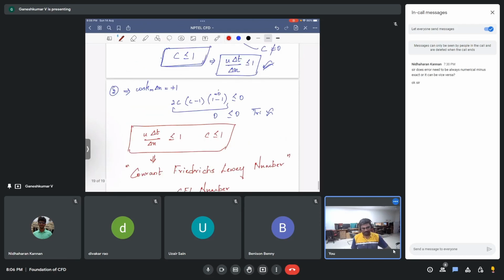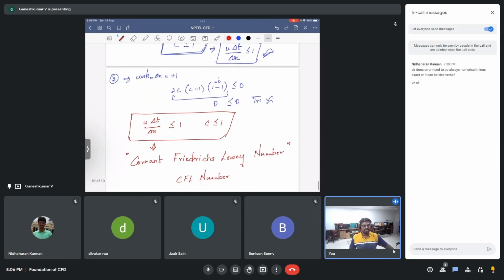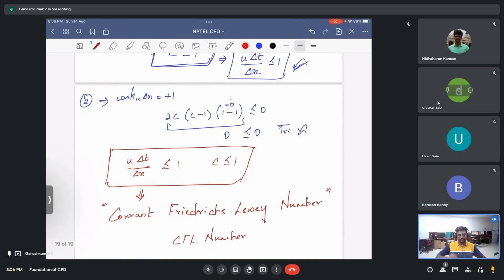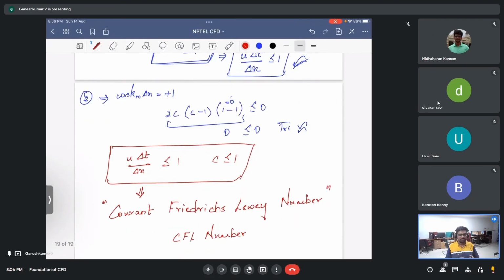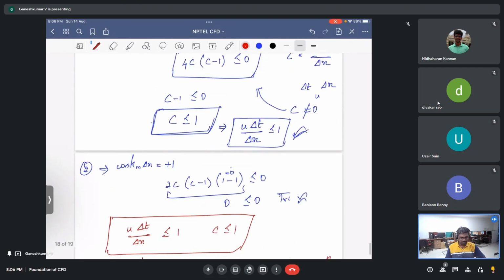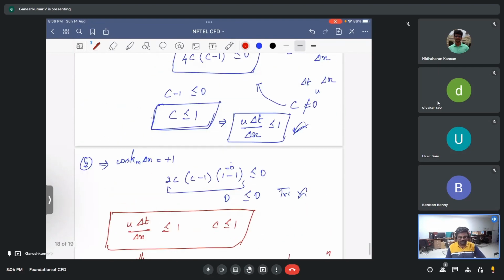So you see, the analysis we did here helps us understand how we should vary delta t and delta x, how small we should have delta t or delta x to get a stable solution. So this condition is called the CFL number. Are you guys clear how I arrived at this?